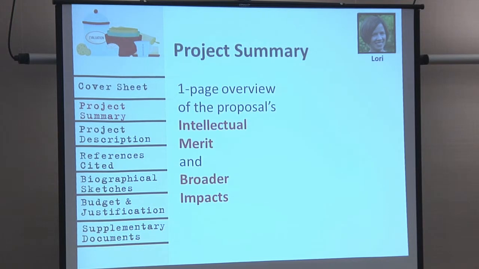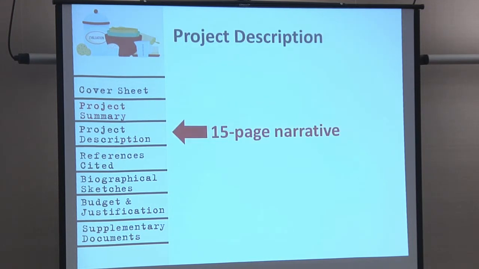Okay, so the project summary. This is really just a one-page statement of your proposal's intellectual merit and broader impacts. These are the main NSF review criteria, and there are a lot of sub-criteria also included. You may not be able to address everything that might be relevant in this limited space of just one page, so you need to be careful that you go for the things that are really relevant to your project. But the 15-page narrative, this is where the bulk of your proposal is.